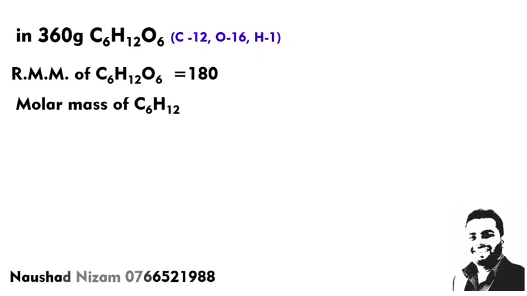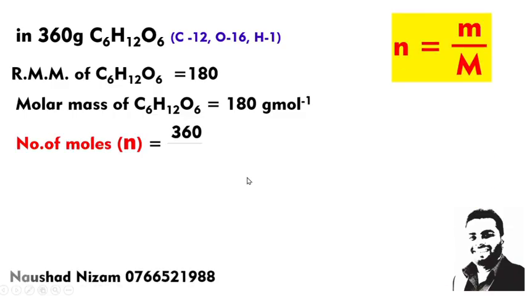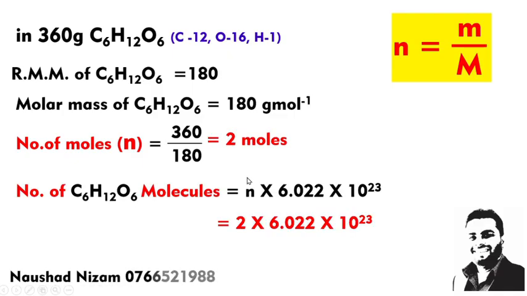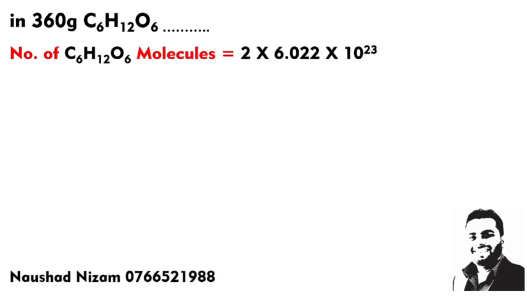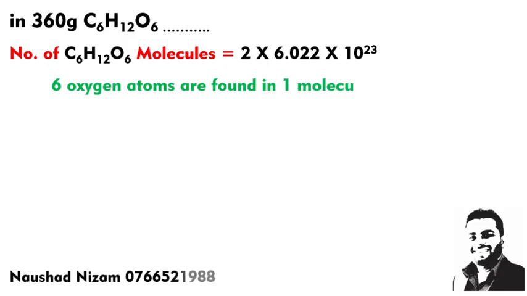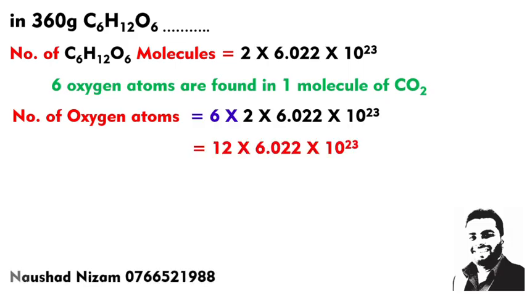So now you can do this calculation for all these calculations, which is given. For glucose 360 grams, again you take the number of moles, and I'm showing you the calculation: 2 moles of glucose molecules, 2 into 6.02 into 10 to the power 23. So in 360 grams of glucose you found 2 moles of glucose molecules, and there are 6 oxygen atoms in one molecule. So the number of molecules found in 360 grams is 2 into the Avogadro number. Now you have to multiply that number by 6.